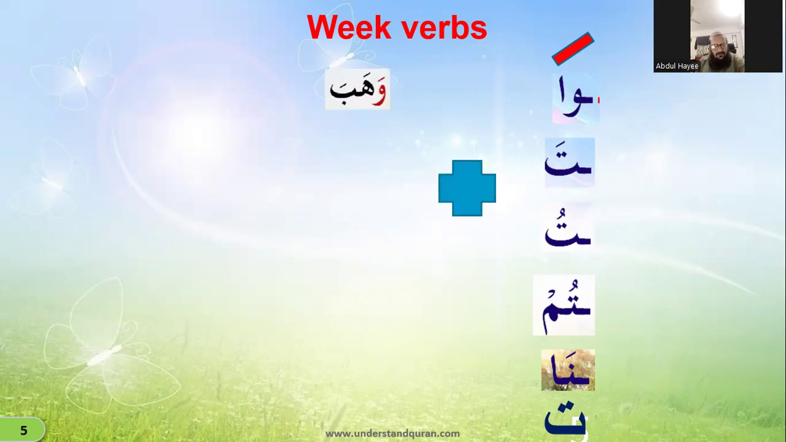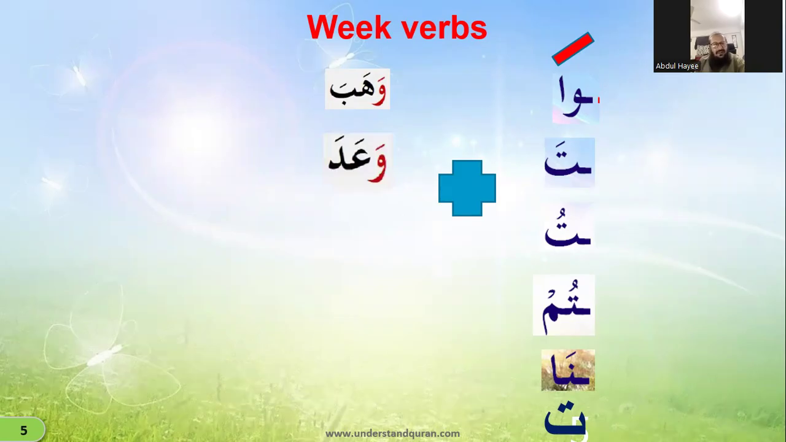Now we have the weak verb. Just like wahaba is a weak verb, how will its Madi be? Just attach wahaba in front of these signs, and you will get the Madi. Wahaba, wahabu, wahabta, wahabtu, wahabtum, wahabna, wahabat.